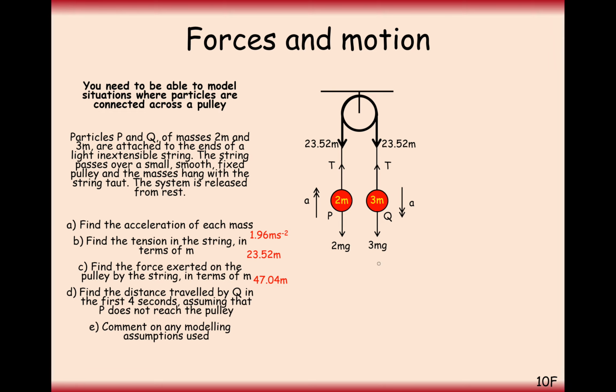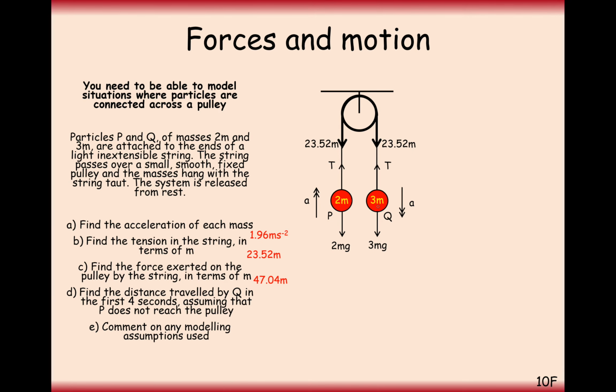You could have also taken your particle system as a whole, and it would just be 5 mg. Right, okay, next question here then. Find the distance travelled by Q in the first 4 seconds, assuming that P does not reach the pulley.